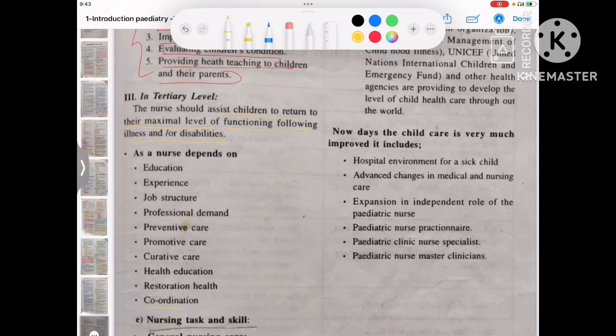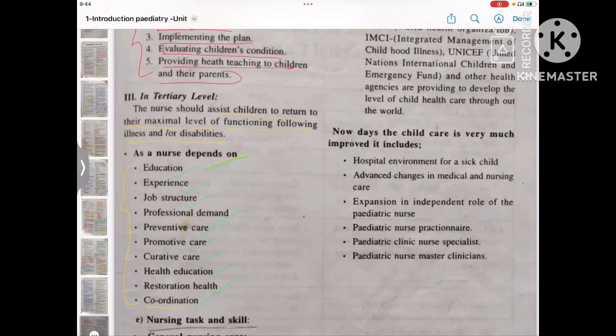So these are the things nurses have to do. In the tertiary level, we have seen that we have to maintain the maximal level of functioning. So how can we maintain the maximal level of functioning? The nurse has to do all the things. The nurse has to educate the family and give the experience to the family members, job structure and professional demands, and preventive care before getting the disease. What are the things to be done? The promotive care, curative care, health education, restoration of health and coordination. So these are the tertiary level.